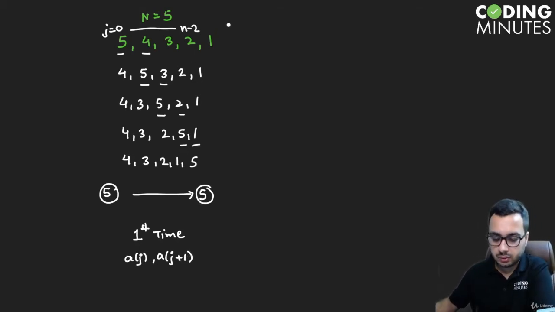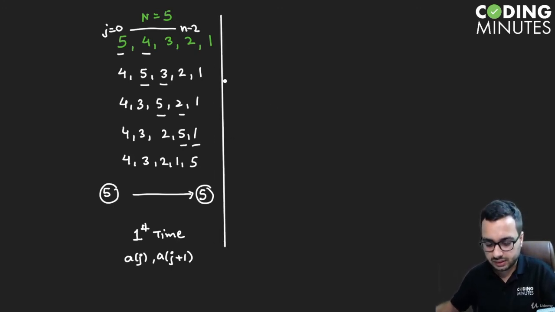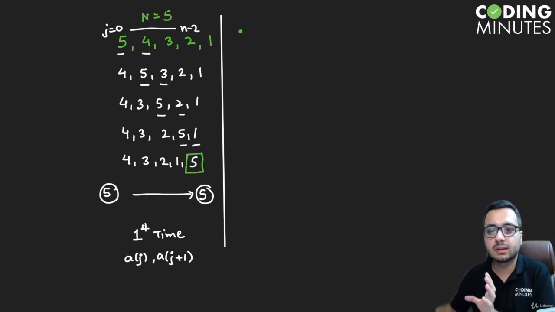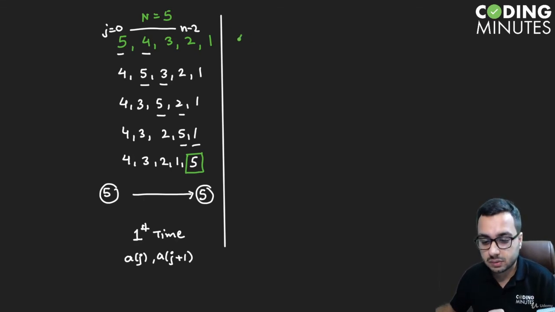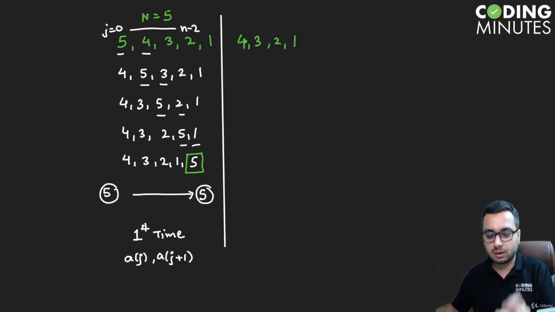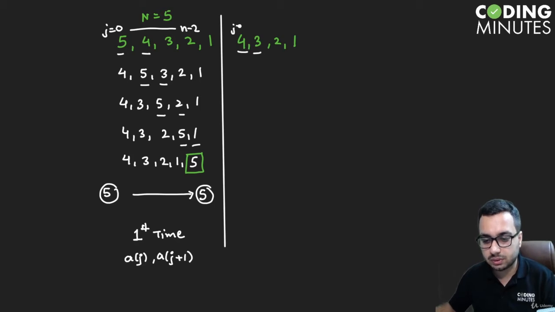Let us talk about what will happen in the next iteration. Let's say we now have this array. The element 5 is already sorted, so now we have a smaller array. We don't need to make comparisons till the end. Even if we do, it will not change anything, because 5 is the largest element and it is always at the end. So we have 4, 3, 2, 1. This means we start from j equal to 0, and we go till index n minus 3.